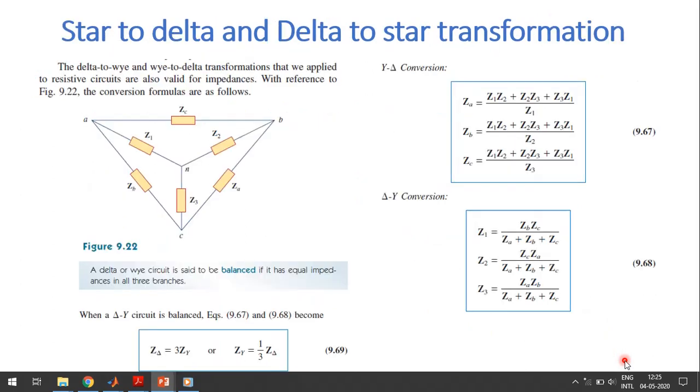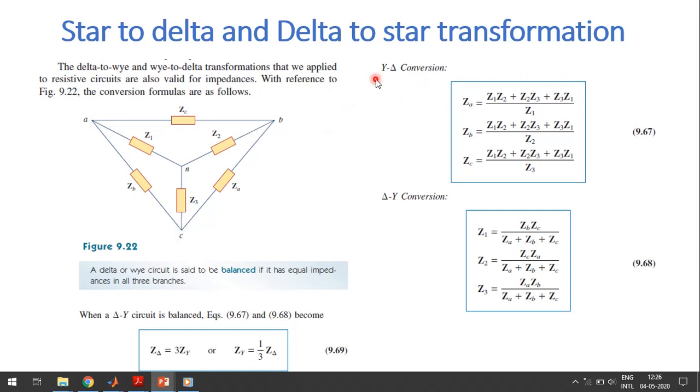So next is star to delta and delta to star transformation. So here this is the circuit. ZA, ZB and ZC form the delta circuit, and Z1, Z2 and Z3 form the star circuit. We have already seen the derivation of star to delta transformation and delta to star transformation for a resistive circuit. For an impedance circuit also the same transformation holds good. So we'll just see the formulas pertaining to those transformations.